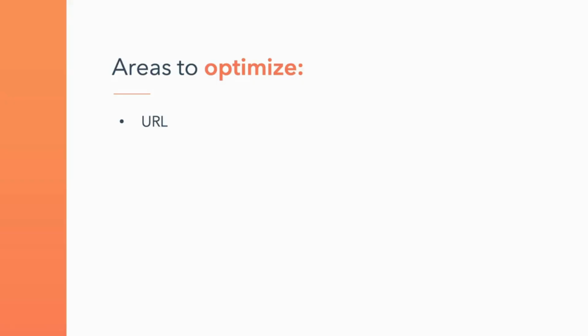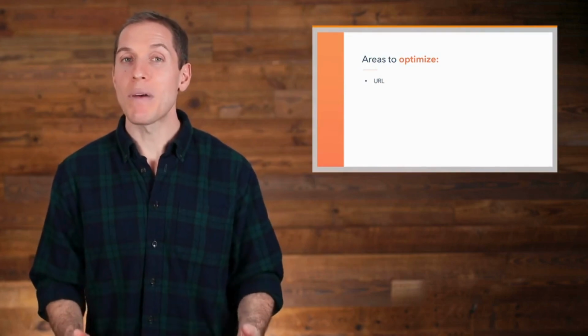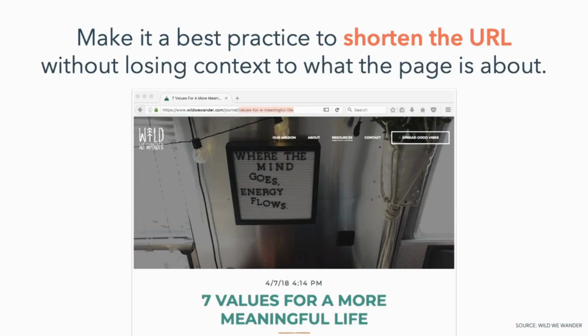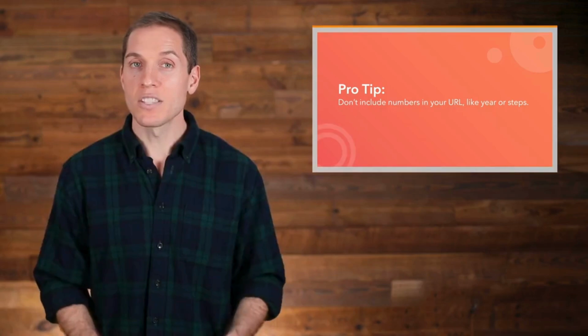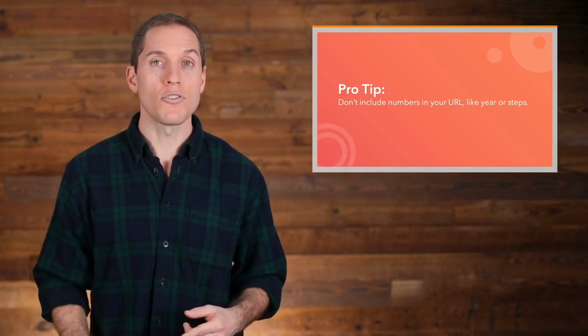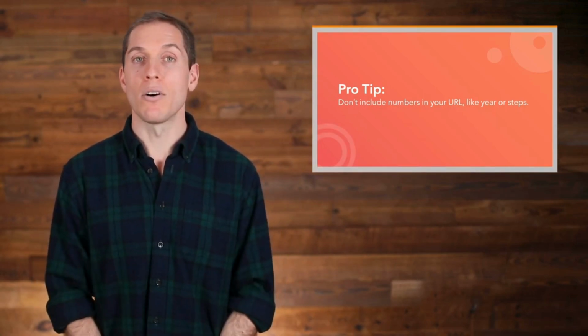Let's start with the URL. The URL doesn't have to match the title of the blog exactly. Instead, make it a best practice to shorten the URL without losing context to what the page is about. For example, notice how the URL of this blog post is shorter than the title. This way, I can update the content over time without updating the URL. Here's a pro tip. Don't include numbers in your URL, like years or steps. This way, if you update the content in the future, you won't have to update the URL.